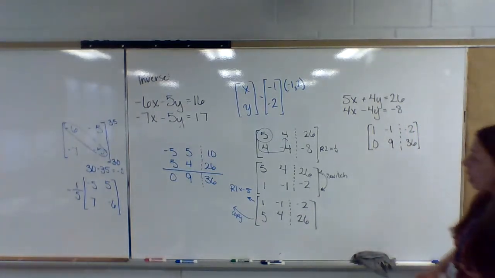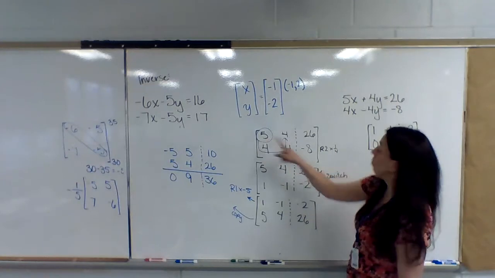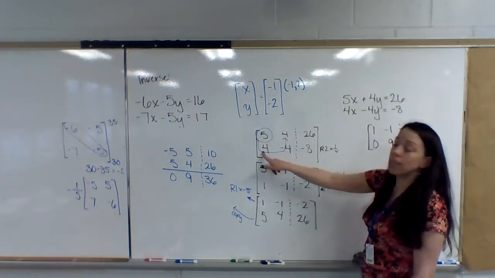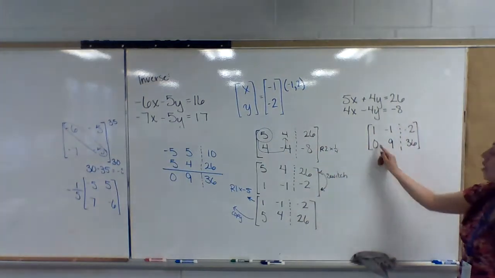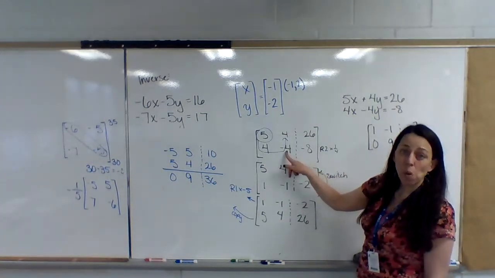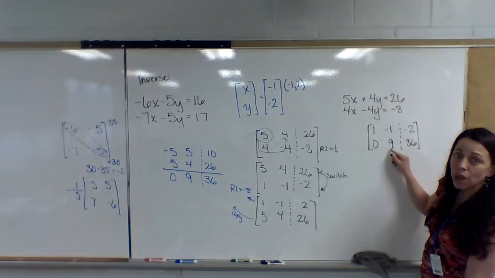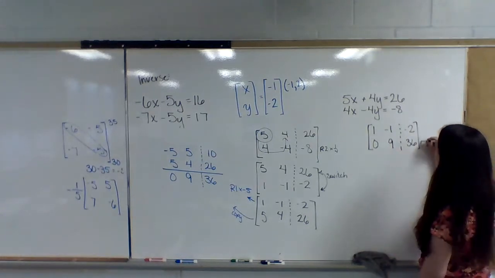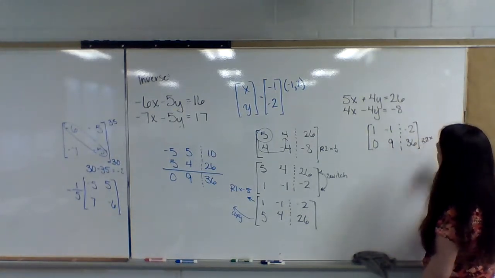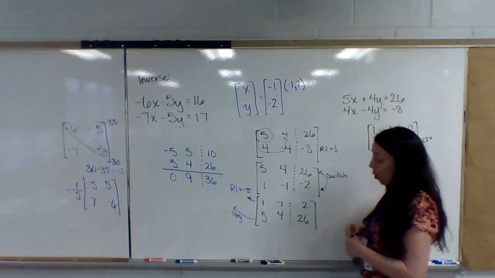So again, let's think about it. I wanted a 1 here. Look at this, I got a 1. I want a 0 here. Got a 0. I would like to get a 1 here. Well, right now it's a 9. When you get to this point, you're just going to multiply this row and this row only by something to make it be 1.